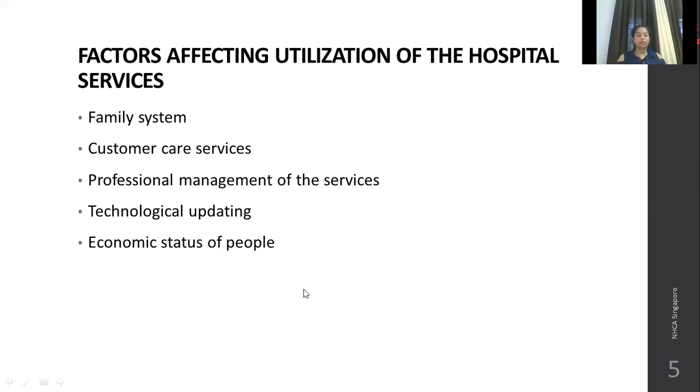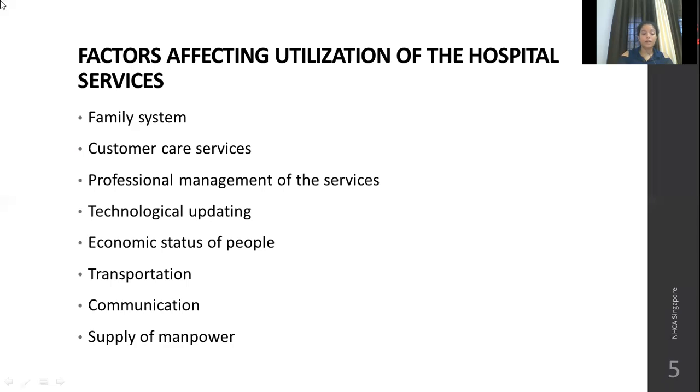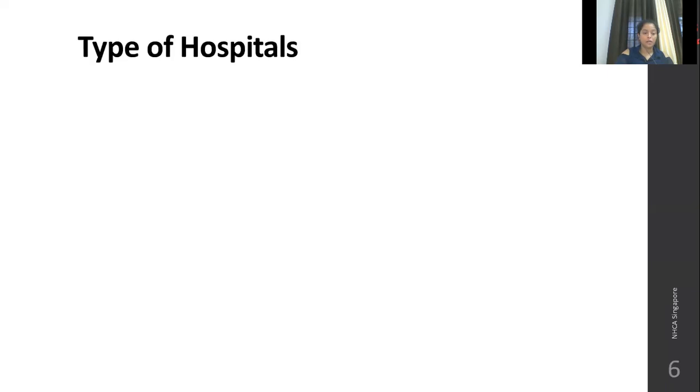Economic status of the people you are serving. Are they from low income families, middle income families, higher income families? Transportation: what kind of transportation is available in your area? Communication: what kind of effective communication system is required in the hospital? Supply of manpower: how many educated manpower in respect to doctors, nurses, paramedics, and other grade 4 workers? How many are required? So these are the factors that will affect the hospital planning.